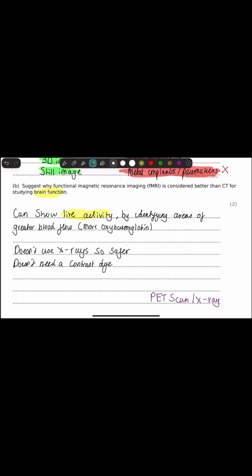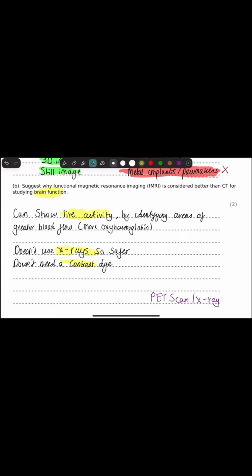Yeah, I'd also just mention we're comparing it to CT. Always good to just say about the X-rays and the radiation. Yeah. And then other thing, whenever you're doing a CT, you need to do a contrast. So a contrast dye helps you to see structures more clearly. You do not need to do it with an fMRI, which is another benefit.